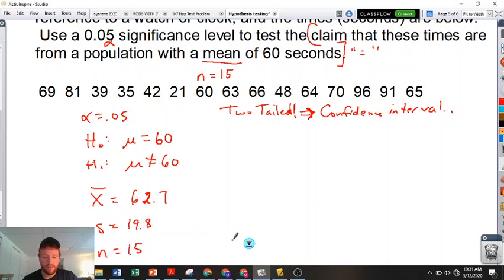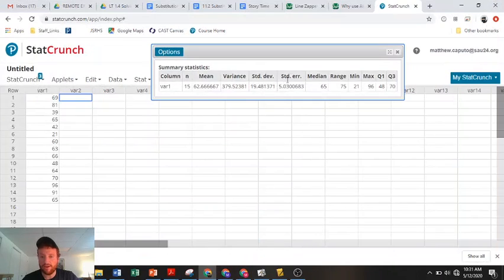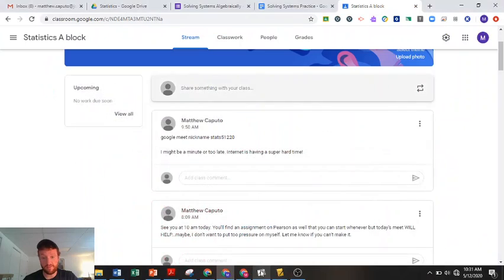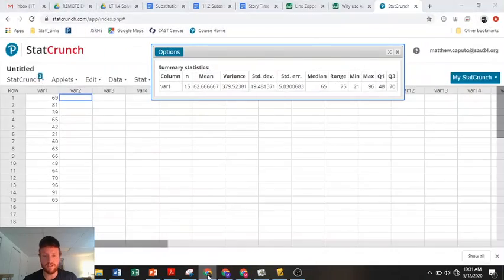19.8. Now, notice how it says standard error. We'll confirm this, but I'm pretty sure it did 19.5 divided by the square root of 15, because that's what we need to do to find the standard deviation of our sample. A lot of people call it standard error. Median, we don't need. The range, all the cool stuff.